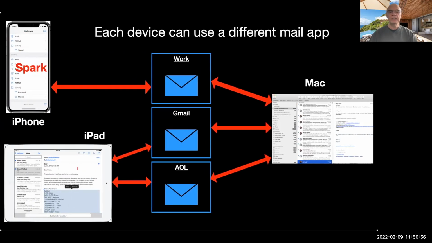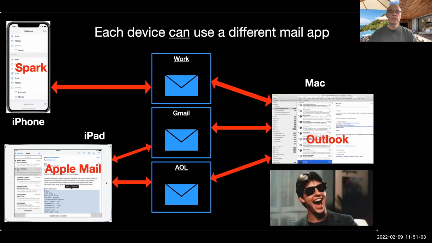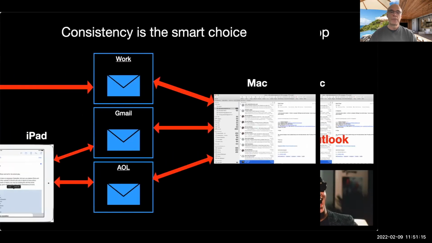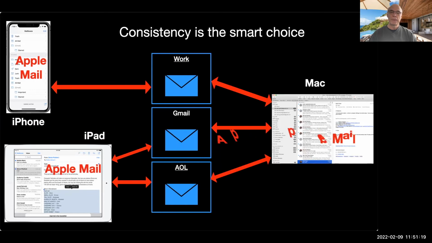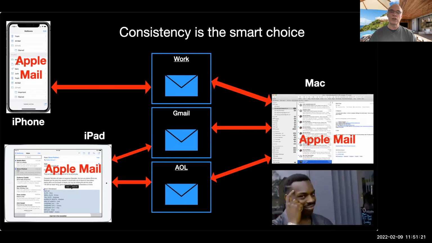And each device can use a different mail app. You may like the Spark email app on your phone, the regular mail app on your iPad, and a Microsoft Outlook app on your Mac. And you can do this if you want, but it's risky business if you do. For me, consistency is your smart choice. I use the Apple Mail app on all my devices.